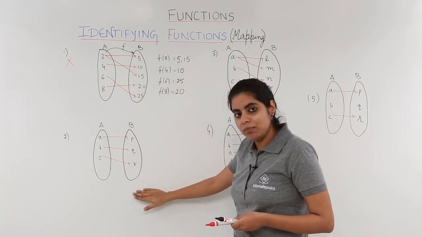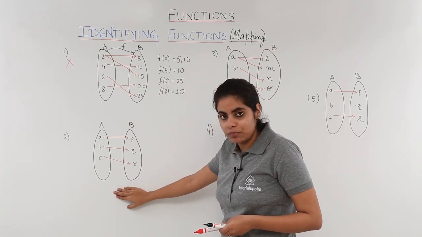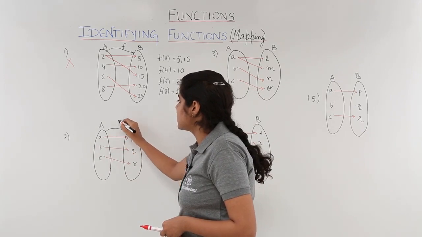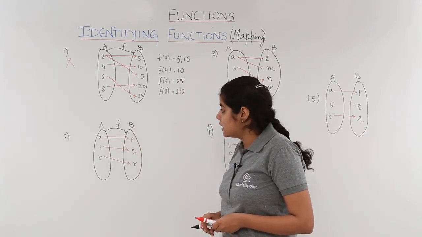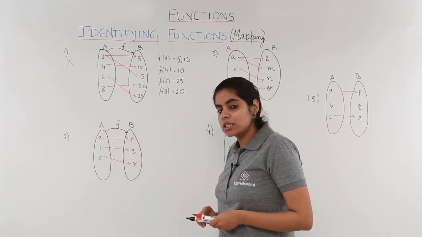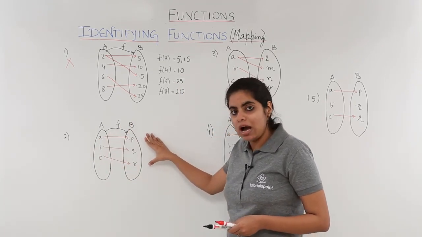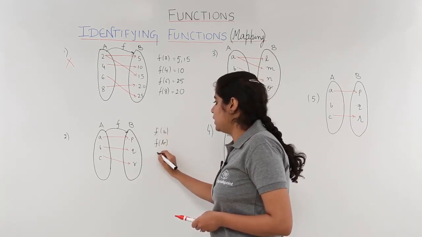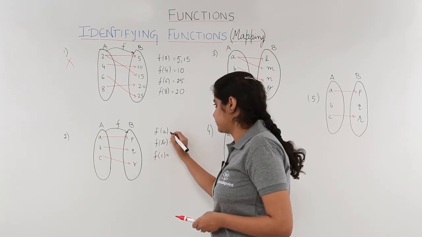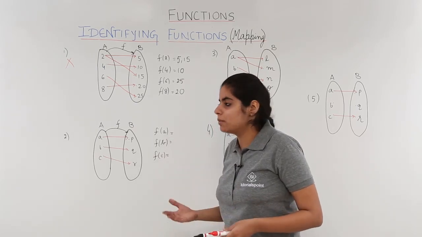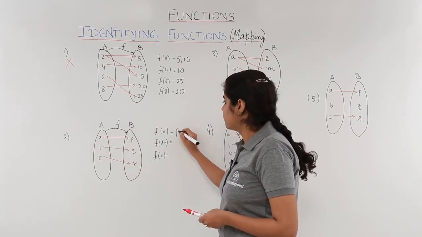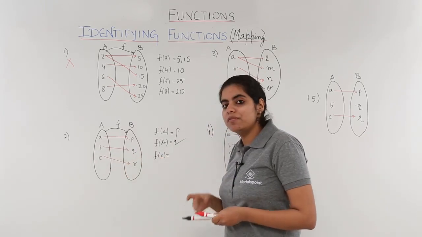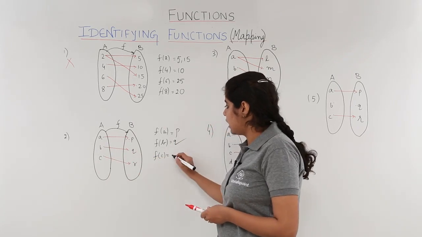Let's move on to the next example. This is the second example. Mapping is given from A to B. Let's name the function again as f, a mapping from A to B. Now A, B, C correspond to the domain and P, Q, R mean the codomain. Let's write what is f of A, f of B and f of C. F of A means what is the image of A? The image of A is P. The image of B is Q. And the image of C is R.